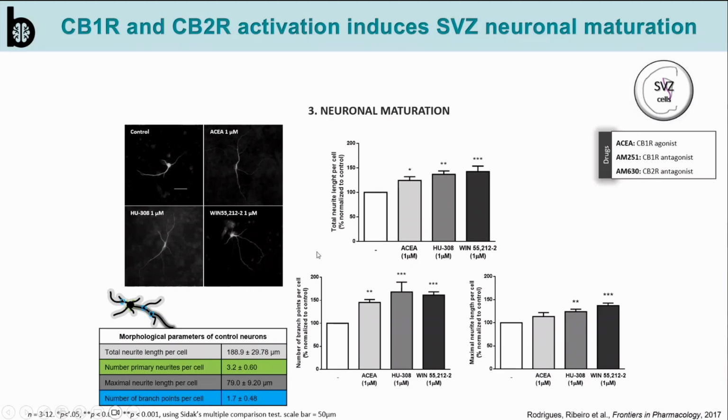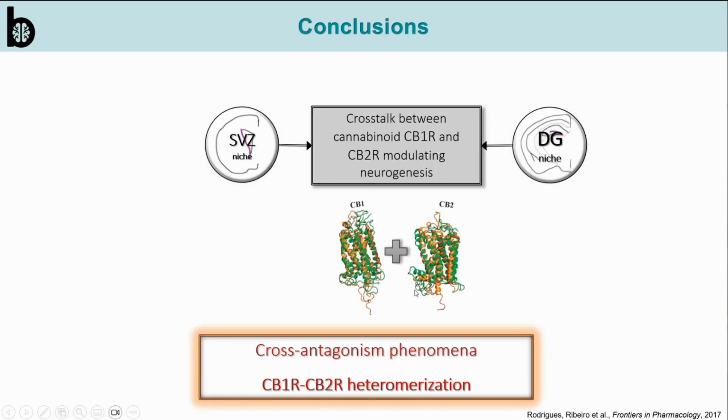And we also analyzed neuronal maturation. So also, as in the video, we can measure dendritogenesis. With these cultures, we can analyze the length and also the ramifications. And we saw that the agonists increase the neurite length when activated, and also the branch points, so also the ramification, okay? The study is very long, but we showed both in the SVZ and the dentate gyrus that there was a crosstalk between CB1 and CB2 that modulates neurogenesis. And since we have this cross-antagonism phenomenon, in which we blocked one receptor and we lost the effect of the other receptor, we saw that probably there were heteromers occurring between the CB1 and CB2 receptors.